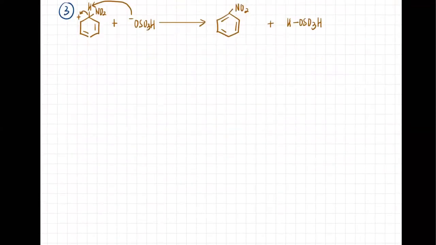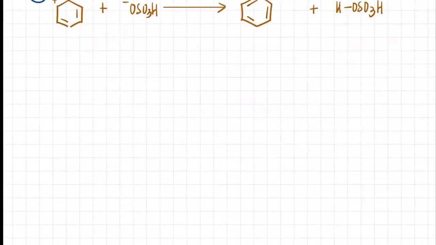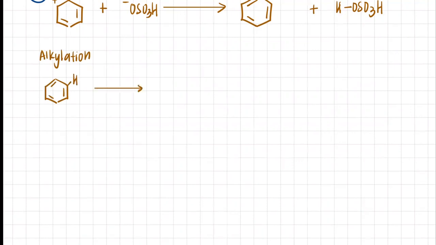Okay, next mechanism we have is alkylation. I'll give you an example with benzene. I draw a simple reaction scheme of benzene with CH3Cl, with the electron carrier AlCl3. This will probably form just methyl benzene. So this is methyl benzene.